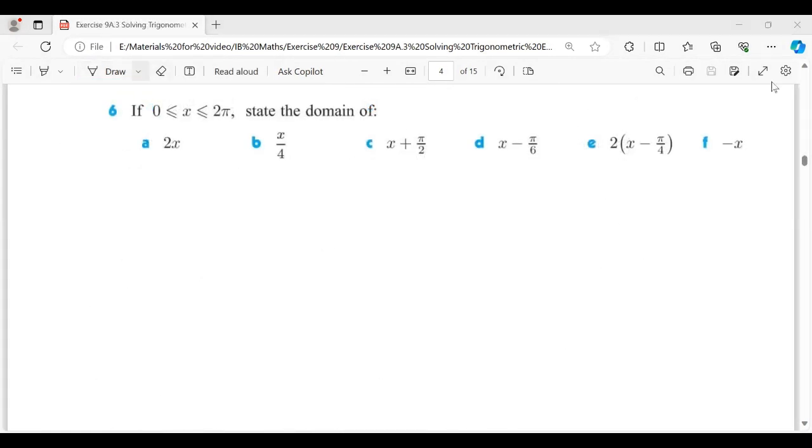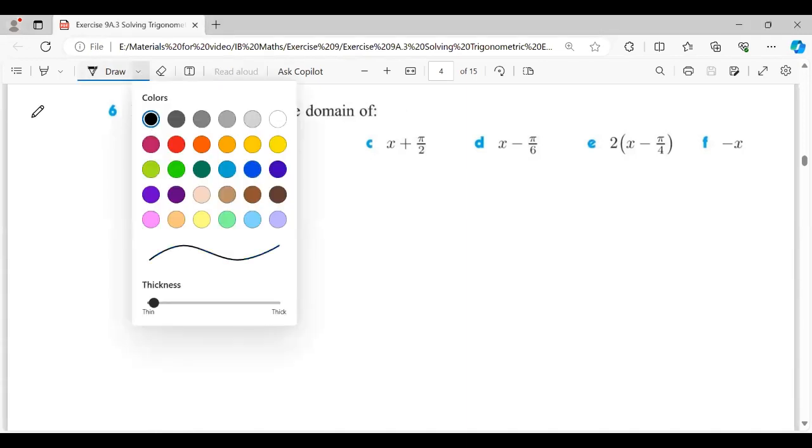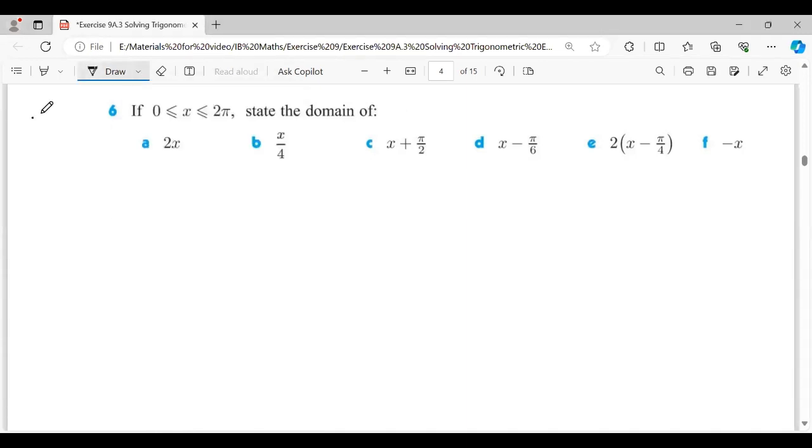Number 6. If x interval is from 0 to pi, state the domain of A, B, C, D until F. Okay. A. If x interval is from 0 to pi, 2x means 0 times 2, 0, and pi times 2, 2 pi. Next, B.